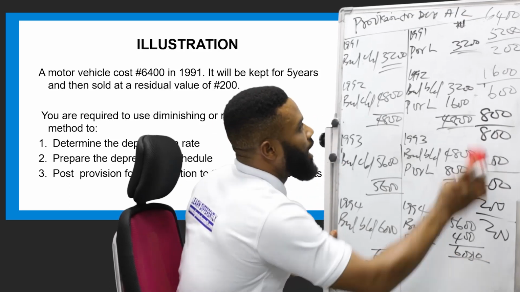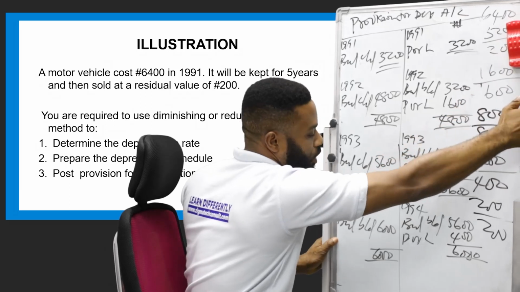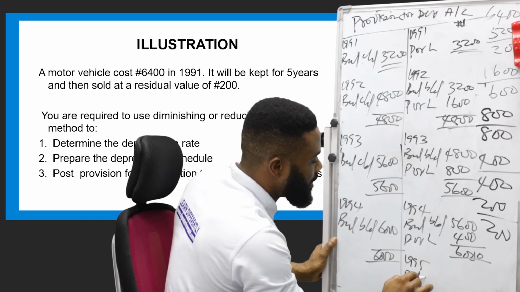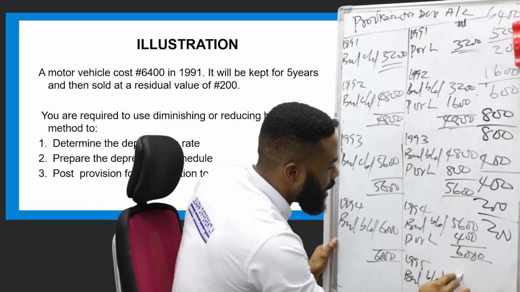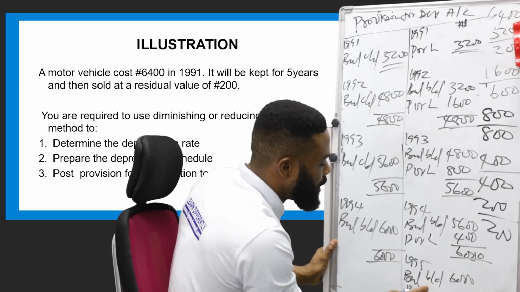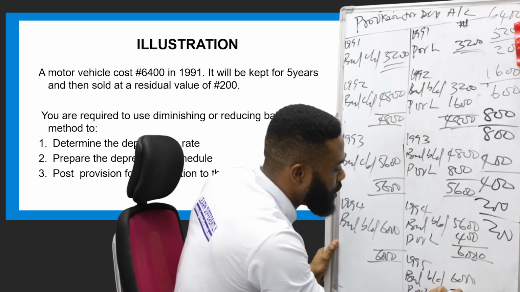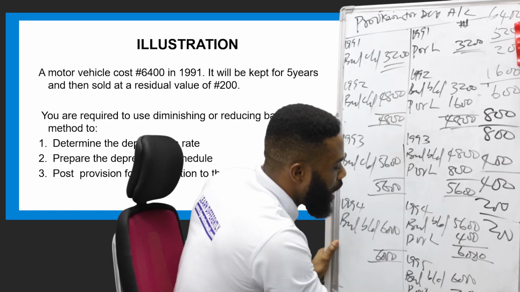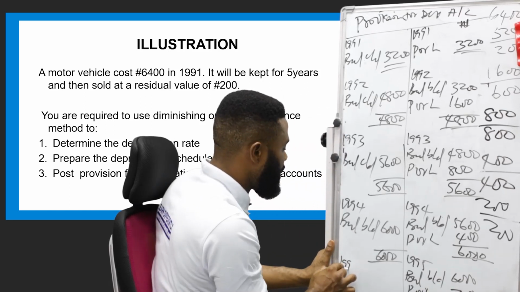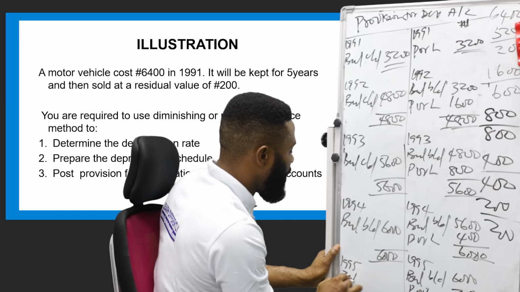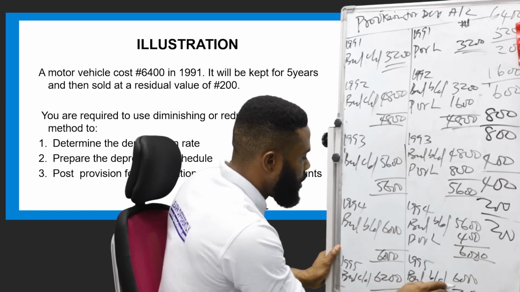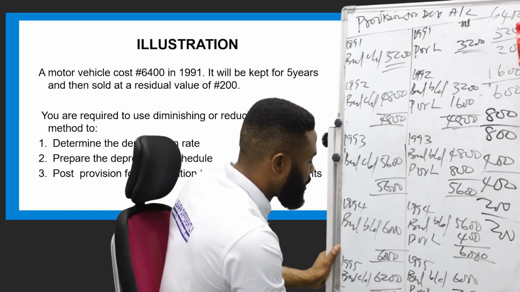And you close. Then the last but not the least is your 1995. You have your balance brought down, which is the 6,000, plus your profit or loss, the depreciation for that year, which is 200. And then when you add, you have 6,200. And then you come here, 1995, you have balance carried down, you have 6,200. And then when you close up the account, 6,200.